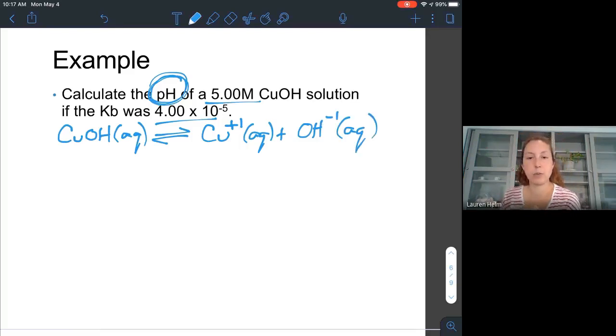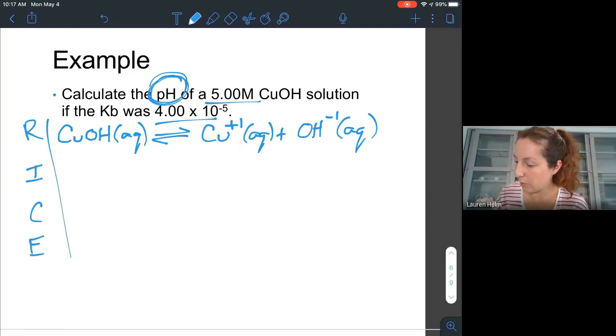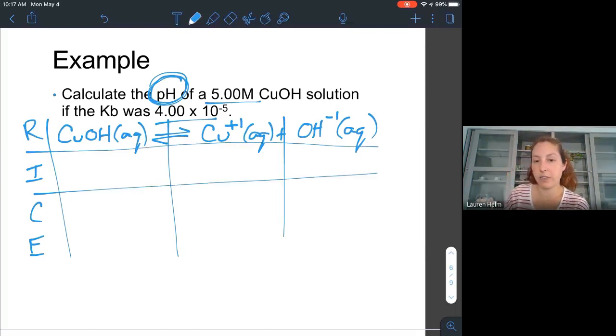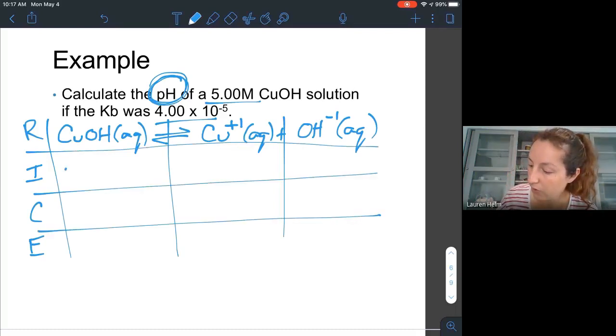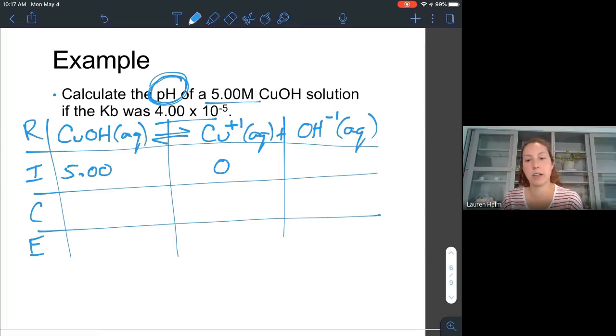So for our RICE table, here's our reaction. Then we need our initial, our change, and our equilibrium. Set up my chart. What do we have initially? We have 5 molar of the copper hydroxide. No copper ions yet, no hydroxide ions yet.